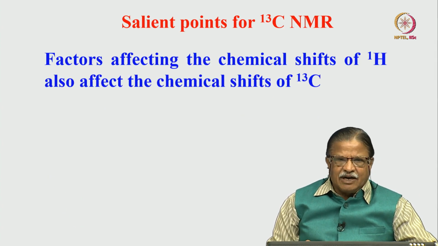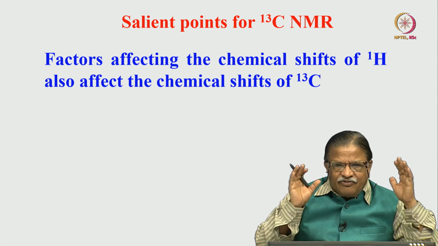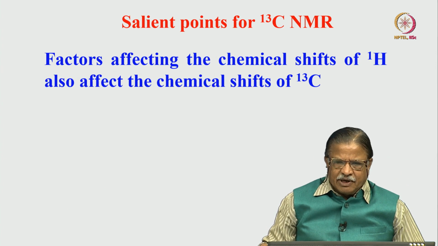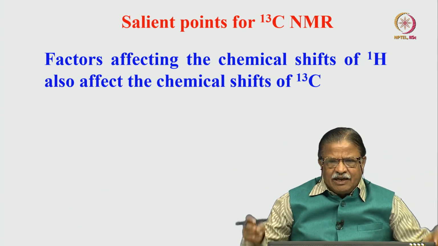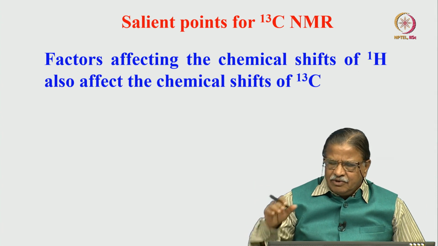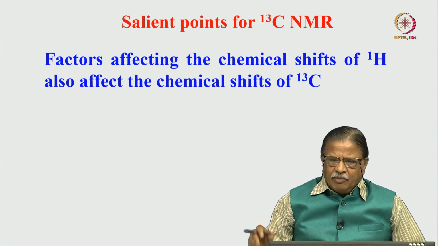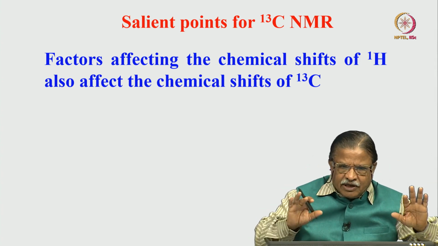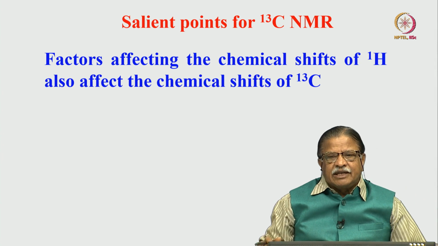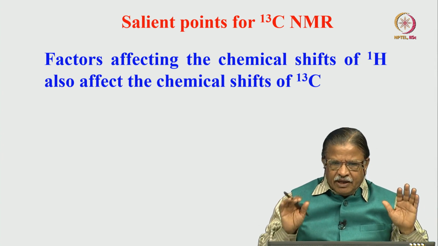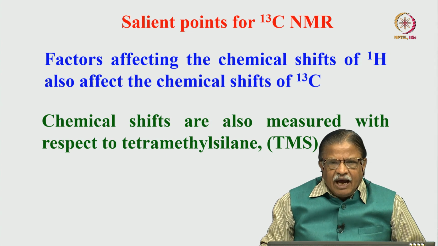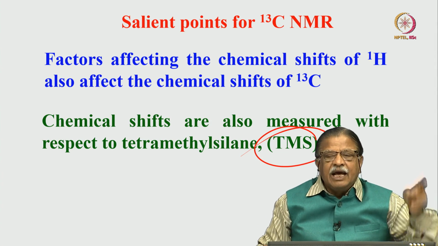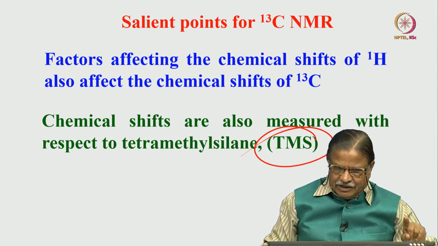As far as the salient points of carbon-13 NMR are concerned, what are the factors which affect the chemical shift of protons? We analyzed chemical shift in proton spectra. There are several factors, I said steric factor, isomeric effect, and also the electronegativity of substituent, aromatic ring current, varieties of factors contribute to chemical shifts. All the factors which affect proton chemical shifts also affect the carbon-13 chemical shift. That is another important point, so that is the thing we should remember. And the chemical shifts we are going to reference with respect to tetramethylsilane in proton. The same reference is used for carbon-13 also.